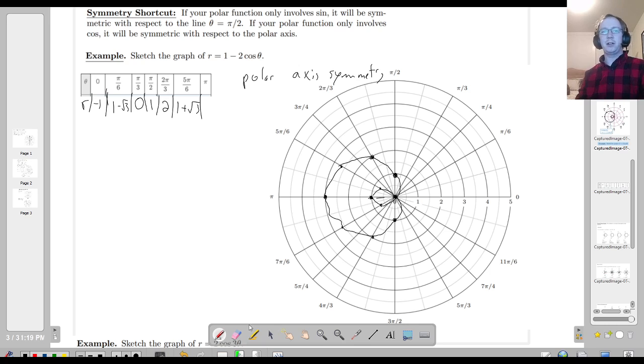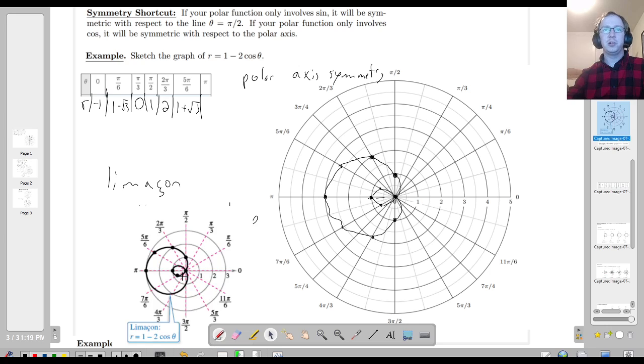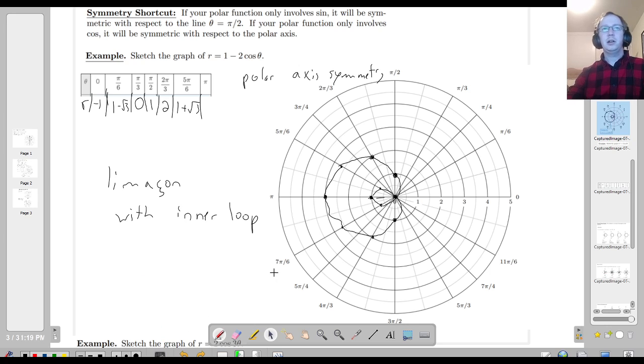So this is kind of like our lima bean shape from before, but it's got this little loop on the inside of it. So it turns out this is another kind of limaçon, like what we saw before. But this time we could say more specifically, it has what's called an inner loop. Here's a nice computer-generated version of that graph, just so we can see what that looks like. So that's our first example of using a shortcut to see what kind of symmetry we have.